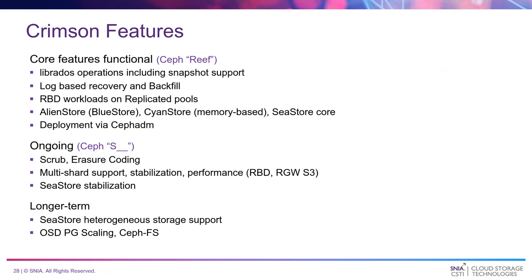Now, where is Crimson right after two releases? Crimson has been developed in the mainline Ceph master branch and has been available as an experimental feature over the last couple of releases. As of the Ceph Reef release, librados operations, including snapshot support, are functional. The goal has been to get RBD as the first interface on top of librados working on top of a memory-backed object store called Cyan Store, as well as BlueStore plugged into Crimson, which is now called Alien Store. And deployment of Crimson over cephadm is supported. Again, all of this is still heavily a work in progress, but available for trials.